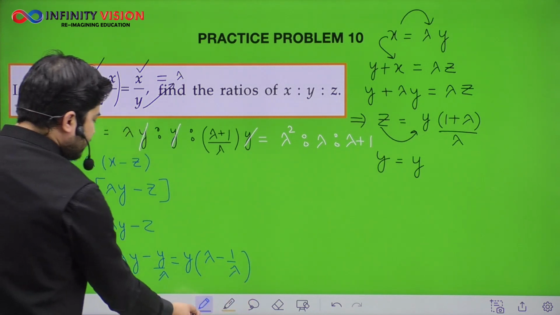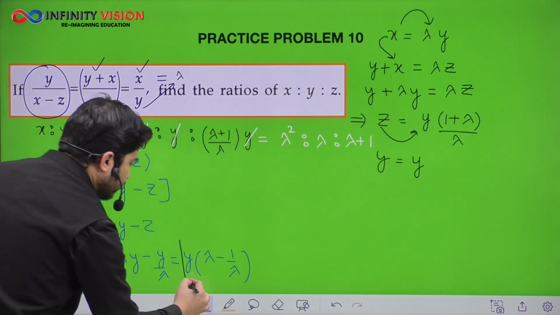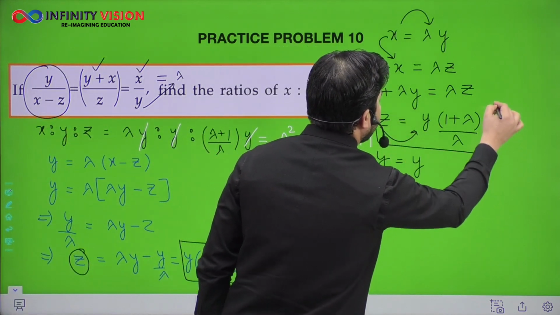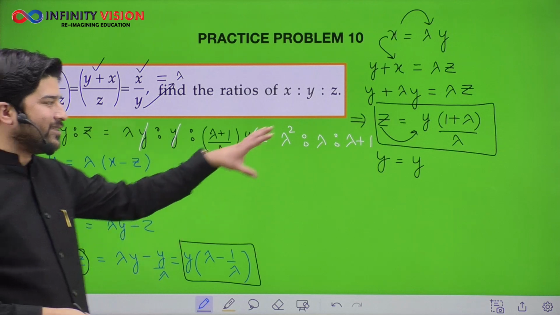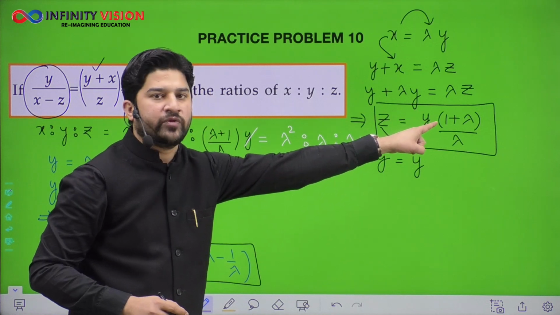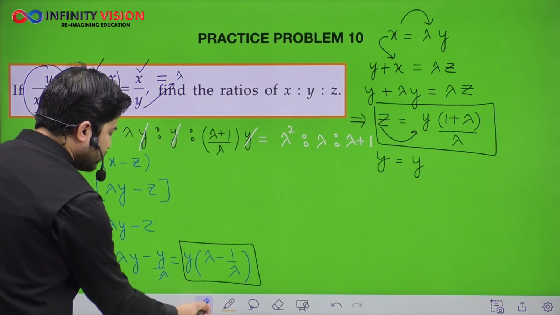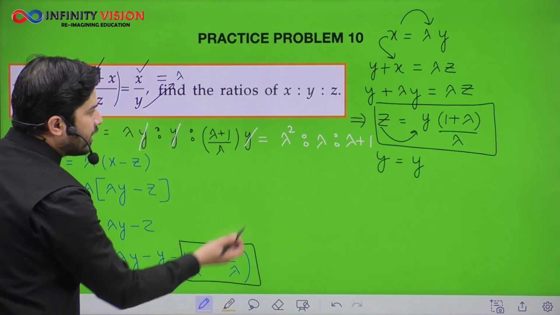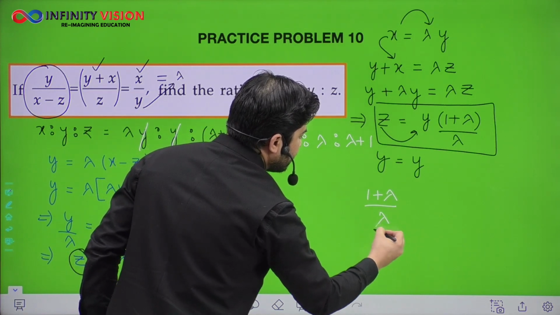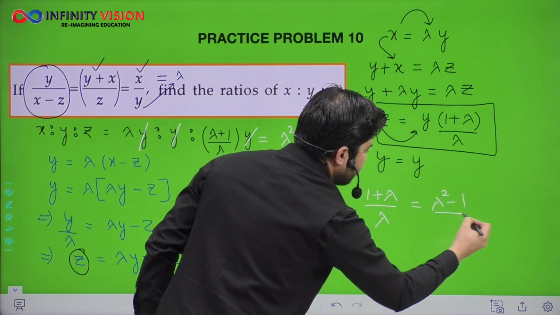So now you have this equation where z is nothing but y into lambda minus 1 by lambda, and you have another equation which says z is nothing but y into 1 plus lambda by lambda. What do these two suggest? These two suggest that lambda minus 1 by lambda has to be equal to 1 plus lambda by lambda. That equation will help me find the value of lambda. So let's try solving that. I am going to equate 1 plus lambda by lambda to lambda minus 1 by lambda, which is nothing but lambda square minus 1 by lambda.